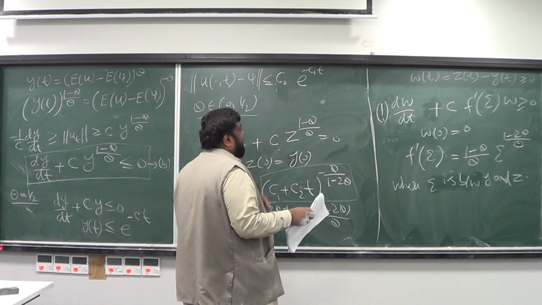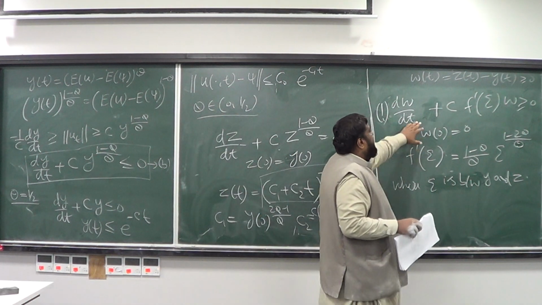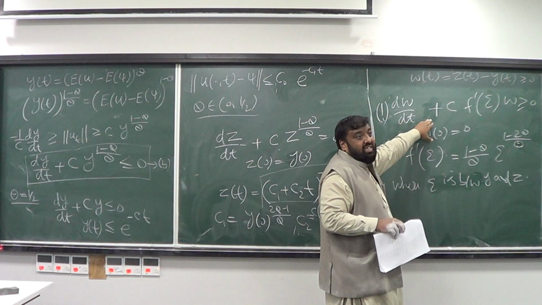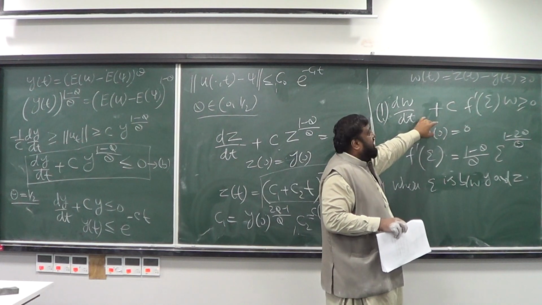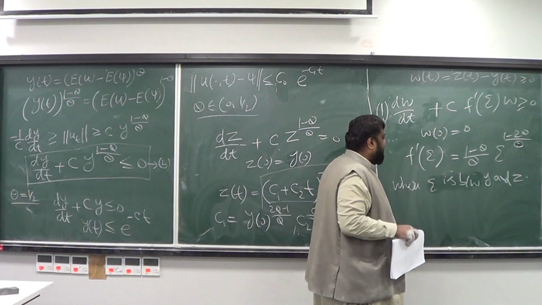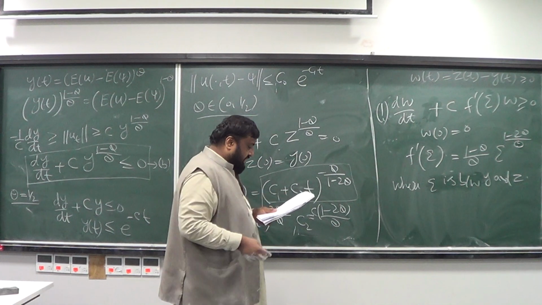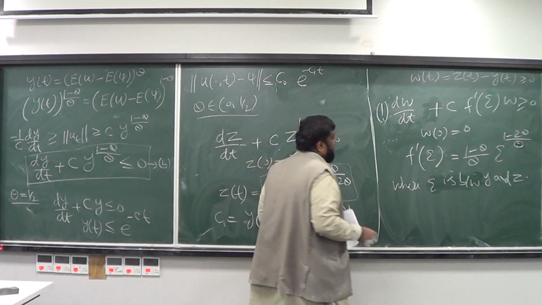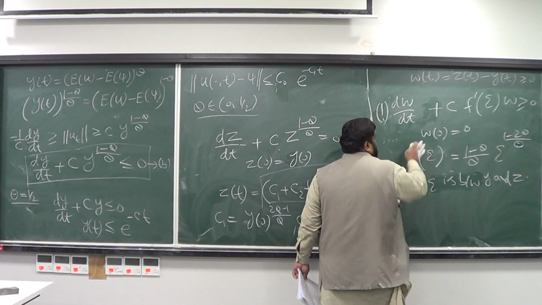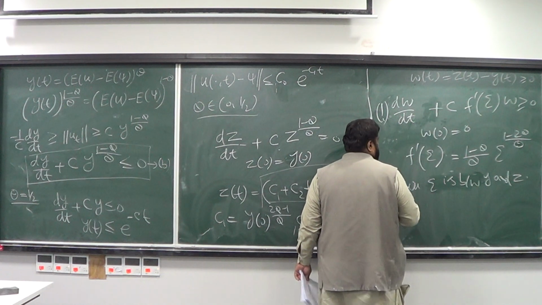Now, I can easily solve this inequality. In other words, I can take this inequality, multiply by the integrating factor, and you know how to solve, for example, a differential equation of this form. This is not difficult. So what you can see is that if dw by dt satisfies this, then the following inequality would be true.